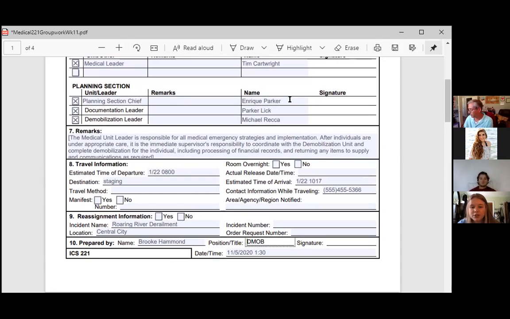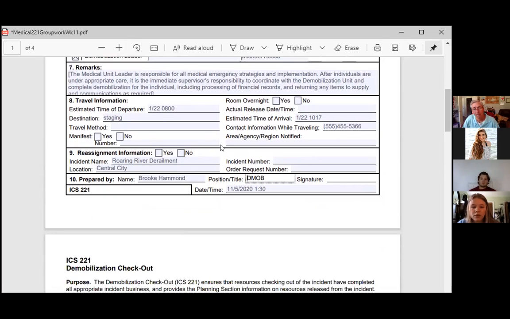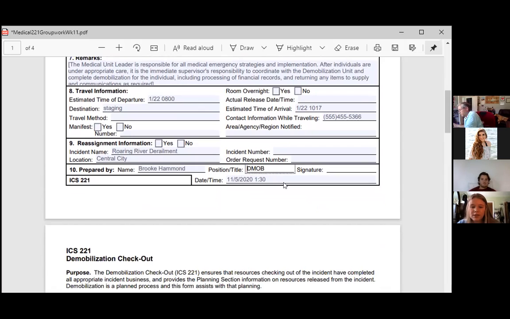And the planning section chief again is Enrique Parker. The estimated time is 1/22 at 0800, and the time of arrival is 10:17. So I believe that's the same for all of them. This is for the Roaring River derailment for Central City. It's prepared by me, and the position title is the DMOB again. This is just today's date.